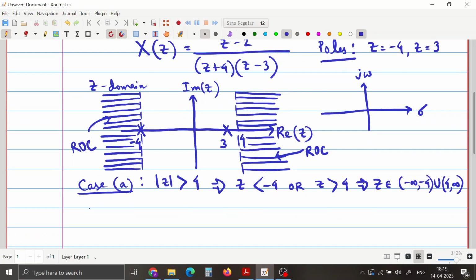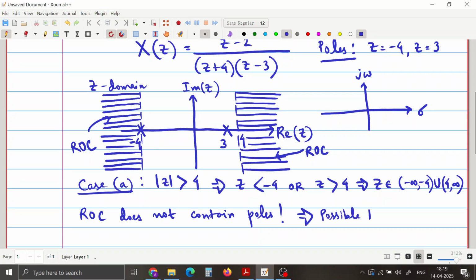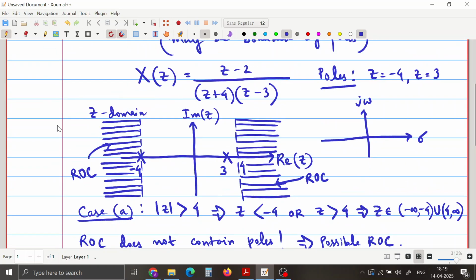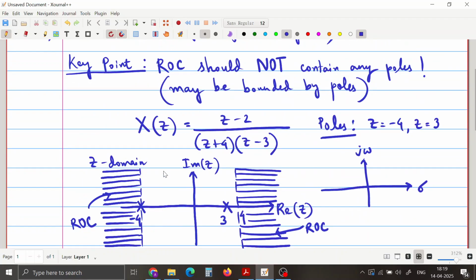So the takeaway is that here the ROC does not contain poles. So this can be a possible ROC. So we cannot mark option A to be the invalid ROC.